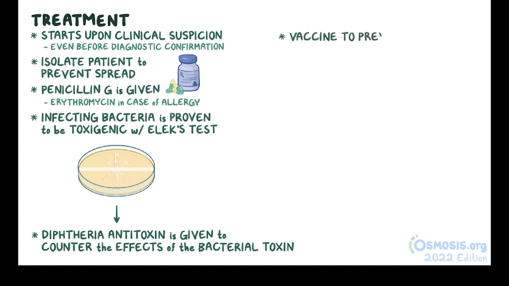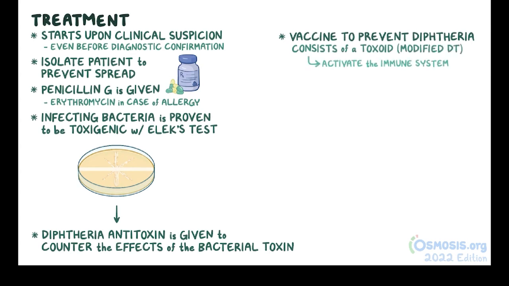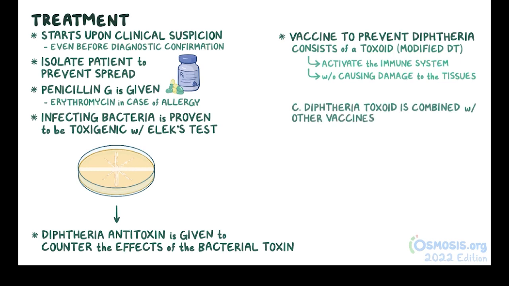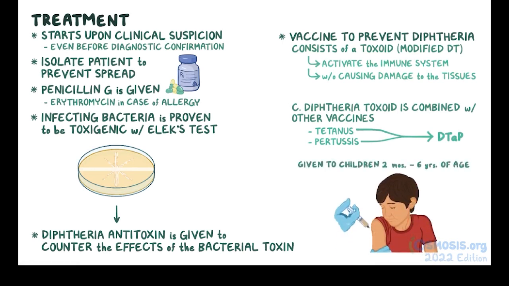Luckily, there's a vaccine to prevent diphtheria. This vaccine consists of a toxoid, which is a modified DT with the ability to activate the immune system and make it ready to tackle a real infection without causing damage to tissues. C. diphtheria toxoid is usually combined with other vaccines against Clostridium tetani, which causes tetanus, and Bordetella pertussis, which causes whooping cough. And together they're called the DTaP vaccine, given to children between 2 months and 6 years of age.